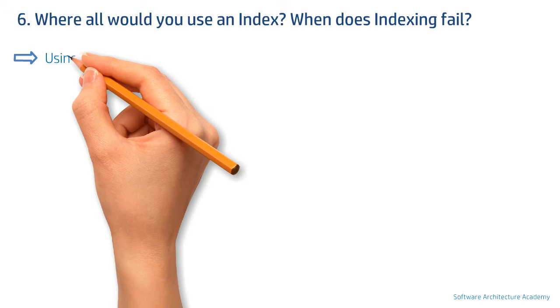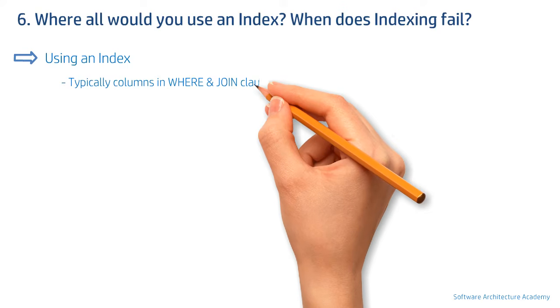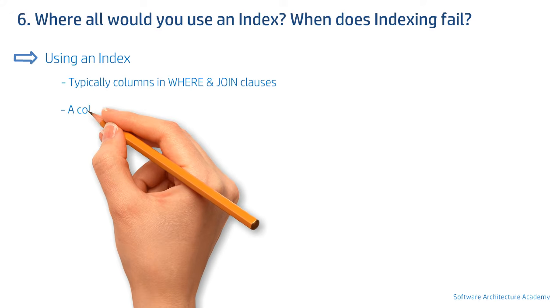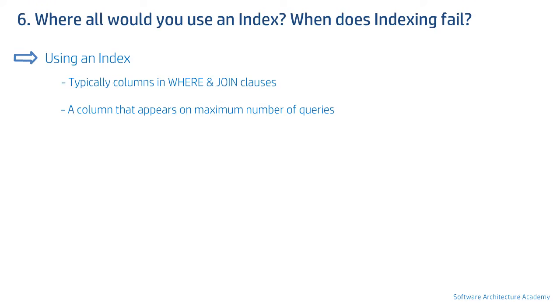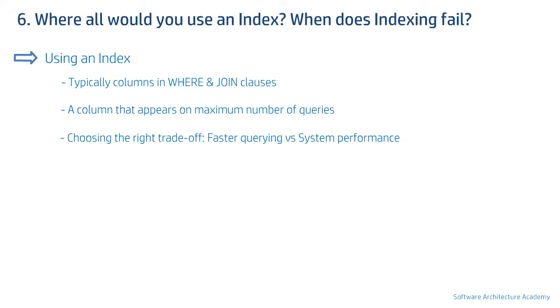So to answer this, as you are aware, using too many indexes can be more harmful than not using indexes at all. Hence, choosing the right areas to put the indexes is critical. These areas can be columns in where and join clauses of your important and frequently used queries. If a column is repeatedly appearing in your most important queries, it's a good candidate for indexing. Finally, it's all about choosing the right trade-off. Would you want to improve querying response times at the expense of overall system performance?